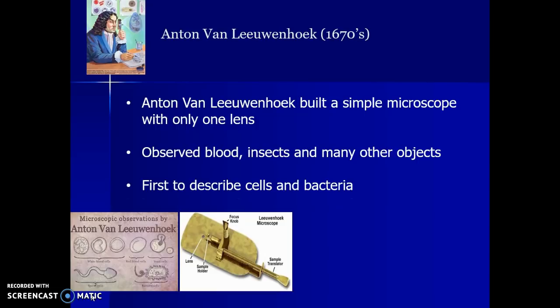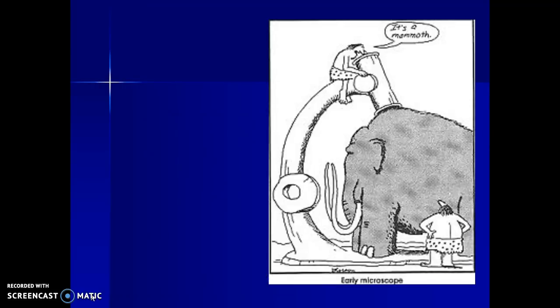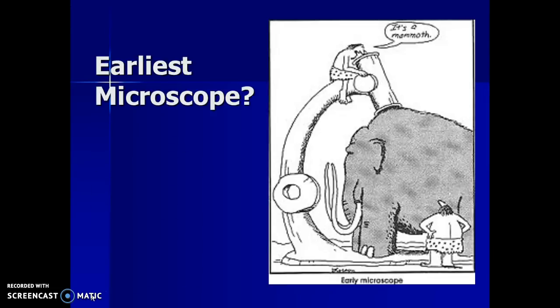Only in the 19th century did microscopes improve, and their widespread use to study microorganisms helped us understand microbial life forms. Here's a comical depiction of an early microscope. They were crude, large, limited in their capacity to magnify, and very cumbersome to use.